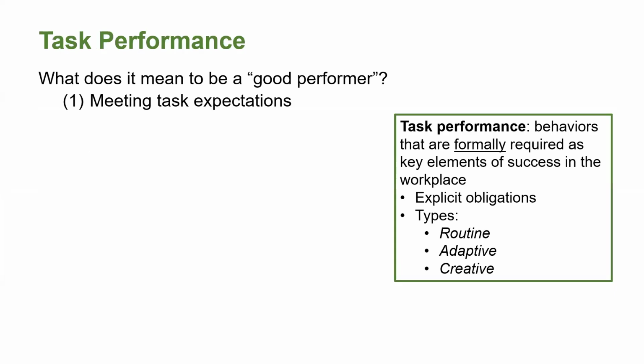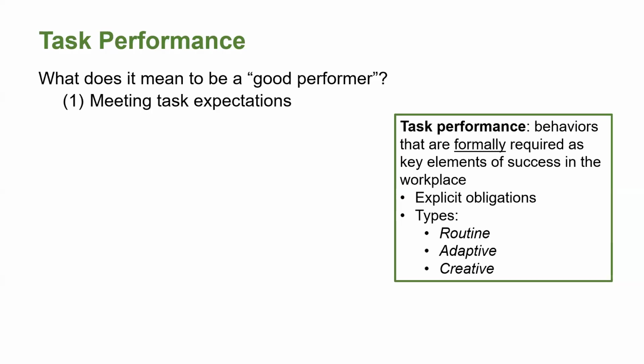Now, meeting task expectations is often thought of as task performance, which includes engaging in behaviors that are formally required as key elements of success in the workplace. These behaviors include the tasks, duties, and responsibilities that are typically included in a job description. Additionally, task performance can be thought of as the explicit obligations you agree to enact in exchange for compensation and continued employment when you start a new job.